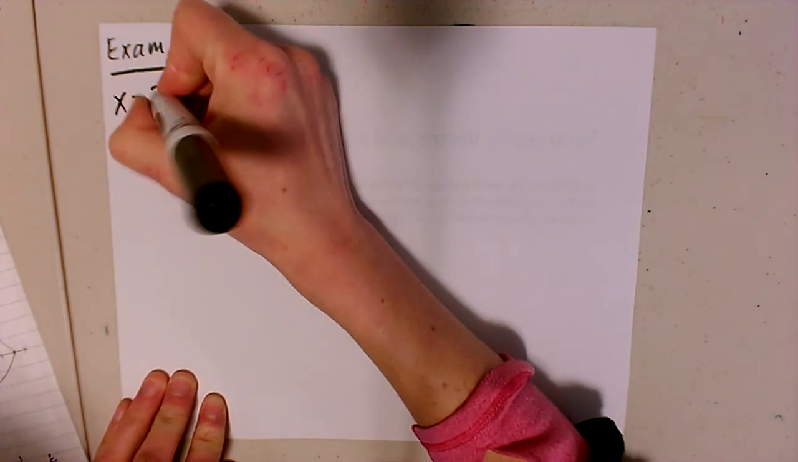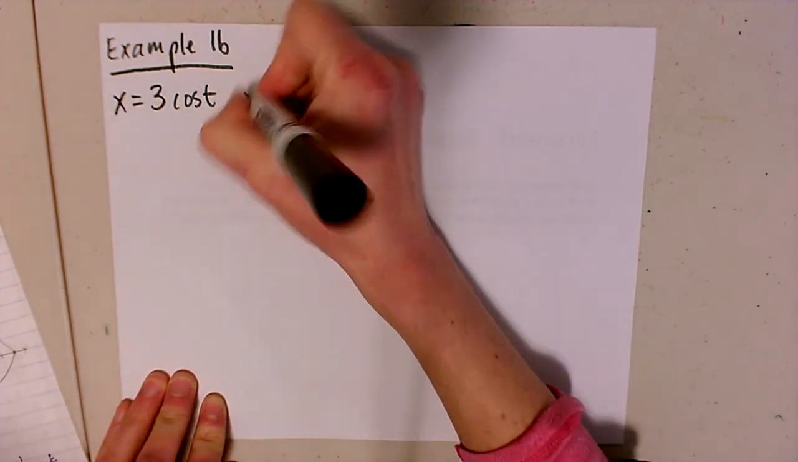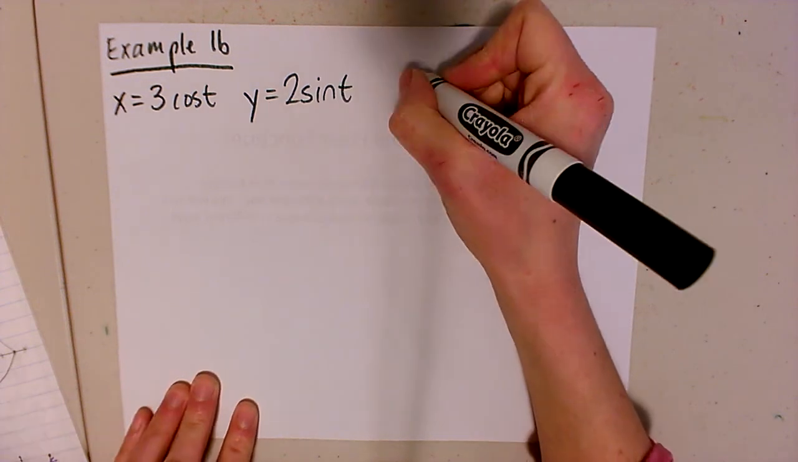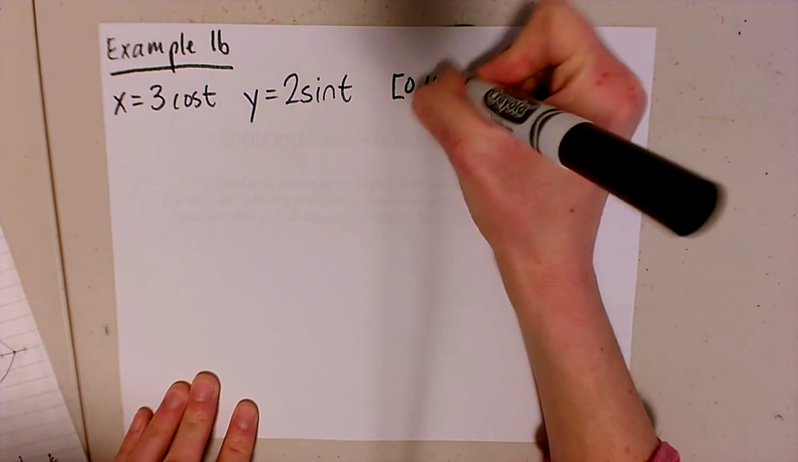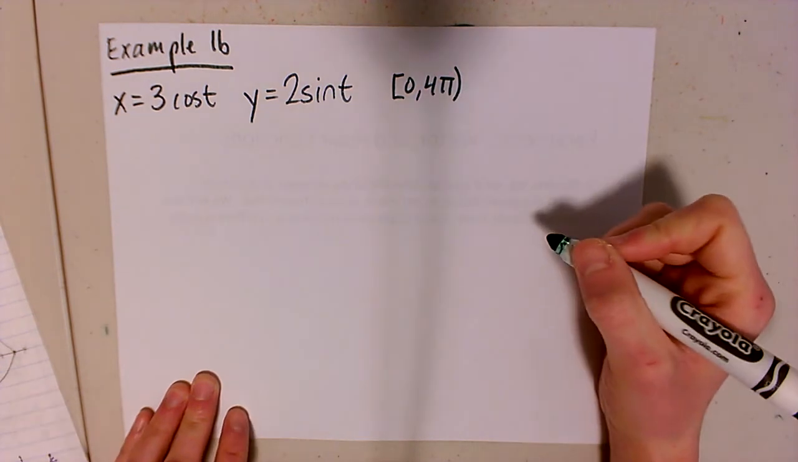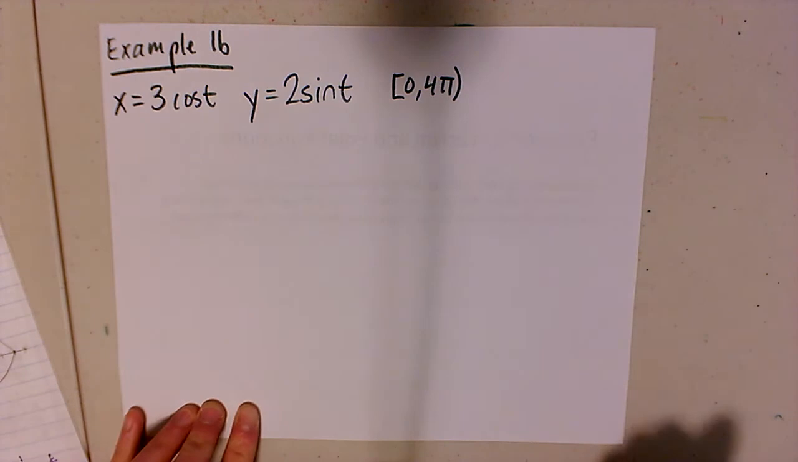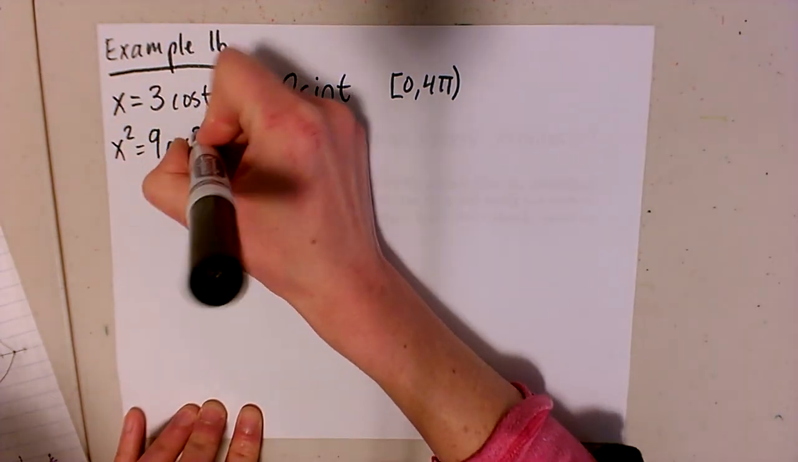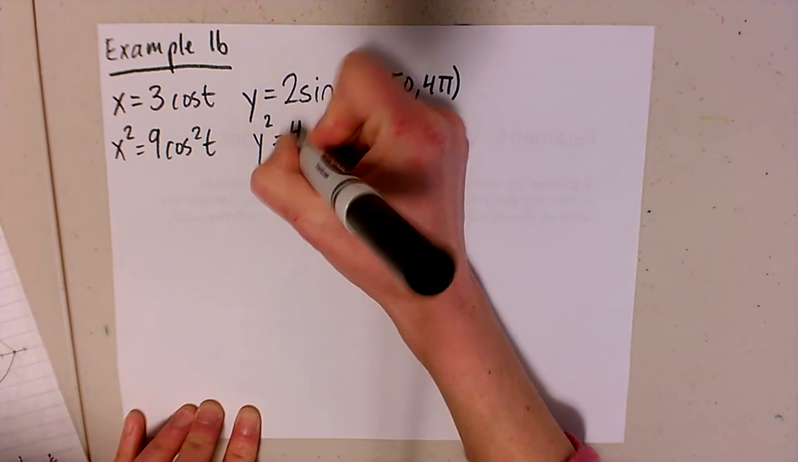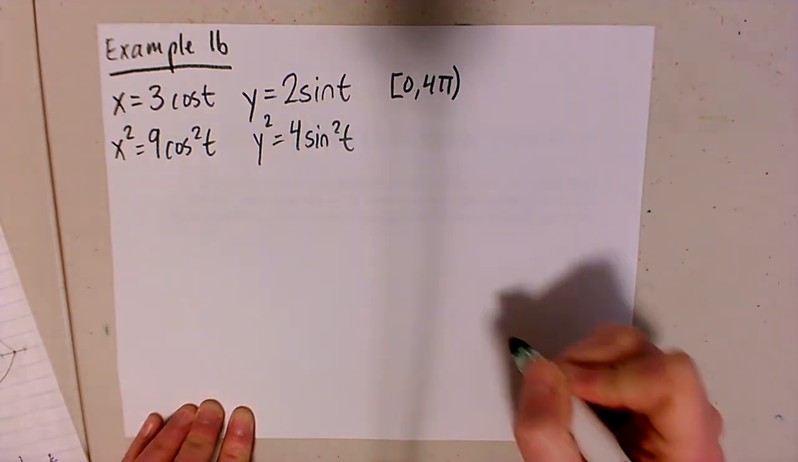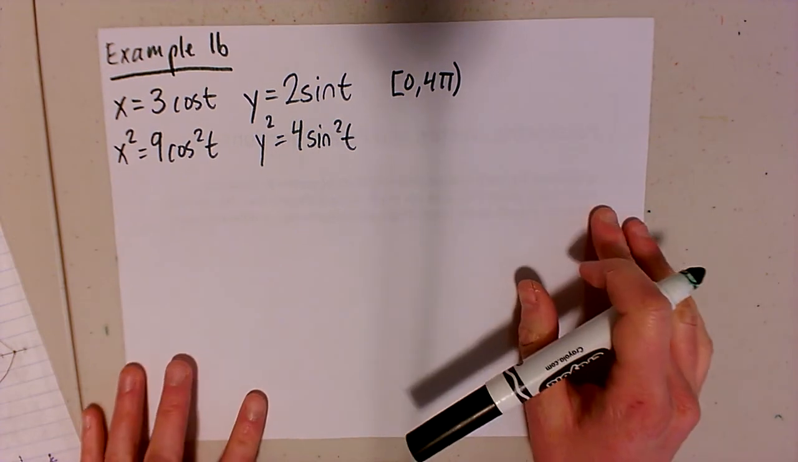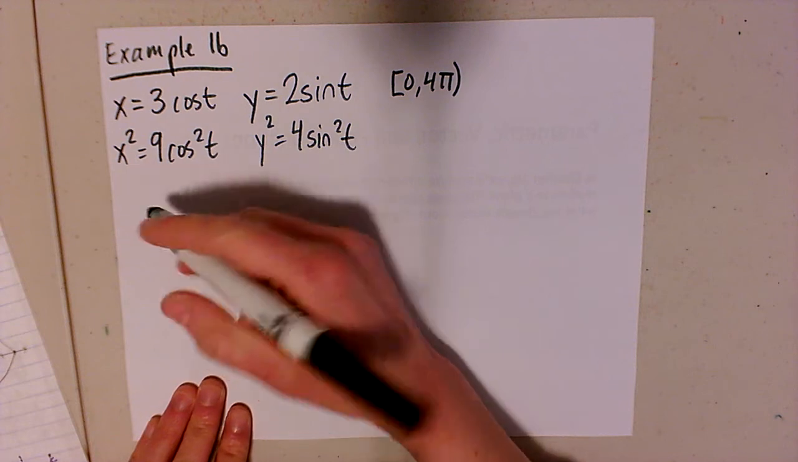So for this one, we have x is 3 cosine t, and y is 2 sine t, and this is going to be on the interval from 0 to 4 pi. Okay, so again, we can go ahead and square things. So we could say x squared is 9 cosine squared t, and y squared is 4 sine squared t. So then, if we want to get our cosine squared and our sine squared by itself, we could divide both sides by 9 here.